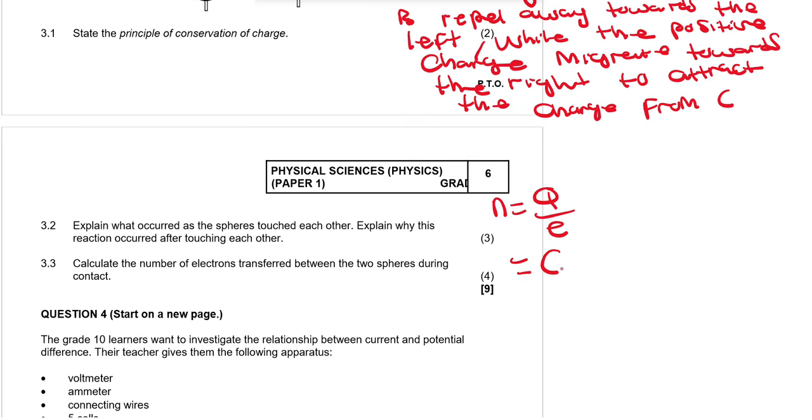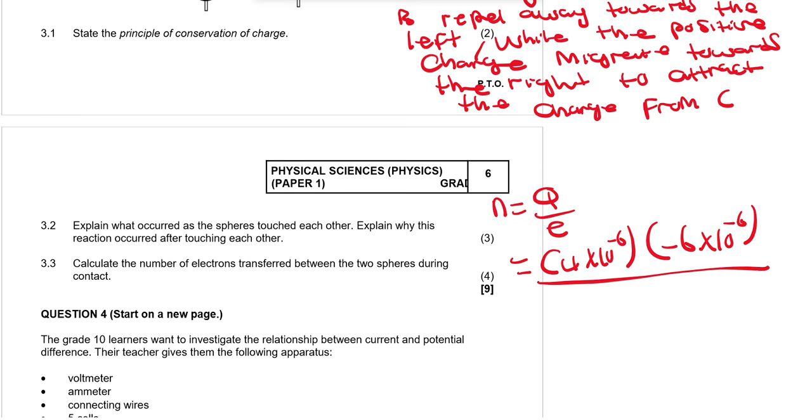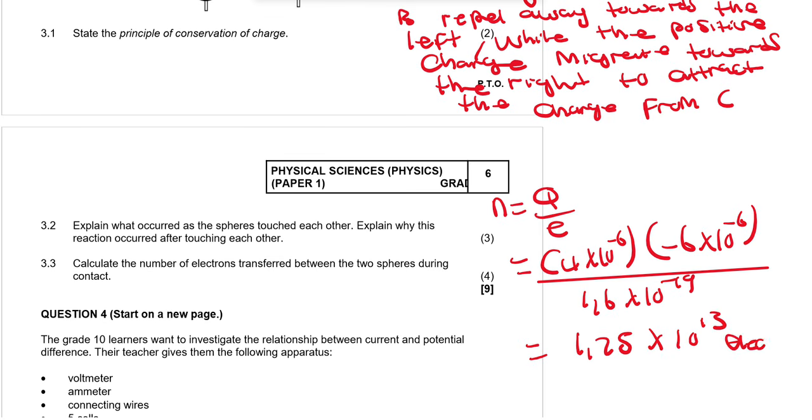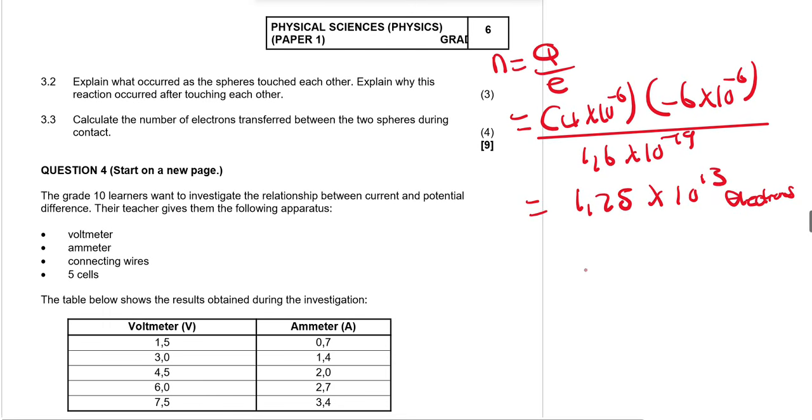What are we going to say? 4 multiplied by 10 to the power of minus 6 multiplied by minus 6 multiplied by 10 to the power of minus 6. What is E? E is there in the information sheet. It's 1,6 multiplied by 10 to the power of minus 19. Just press your calculator to get the number of electrons. And then 1,25 multiplied by 10 to the power of 18 electrons. That's all you were supposed to do on that question. Okay, let's continue. Go to question 4.